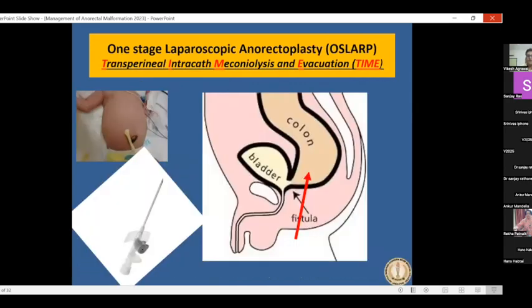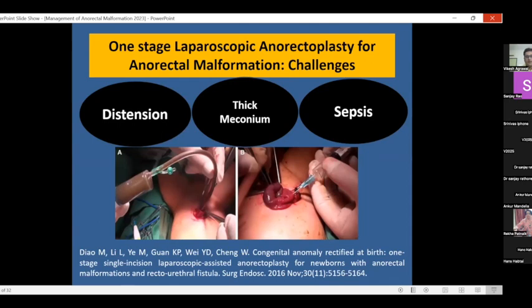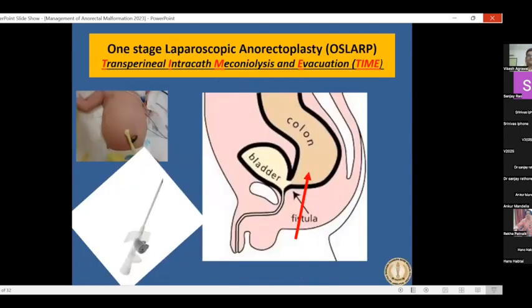To overcome all these problems, if you see this article by Diao, he is the one who first published his experience of one-stage anorectoplasty in 2016, where what he did is take out the sigmoid colon through the umbilical incision, deflate the colon completely with a colotomy, repair the colotomy, and then put it back inside. I think that was too ambitious or too enthusiastic, because that colotomy incision is predisposed to a leak also. So that idea was not appealing.